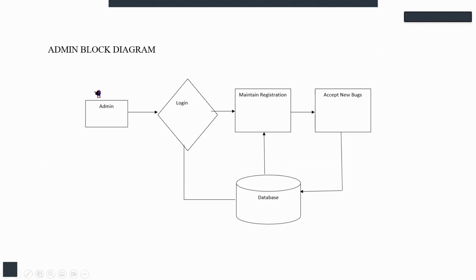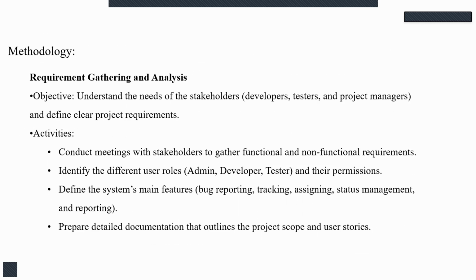So, the admin block diagram. The admin plays a crucial role in managing the entire software application. He maintains the registration of managers, and if there are any new bugs or tracking requests, he accepts and verifies them, and he forwards them to the manager. So these three are the block diagrams that we are implementing in this project.